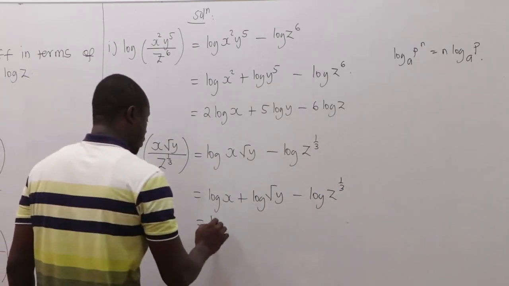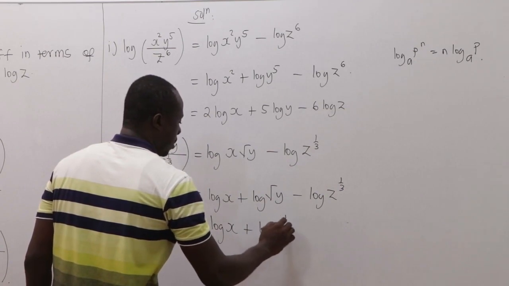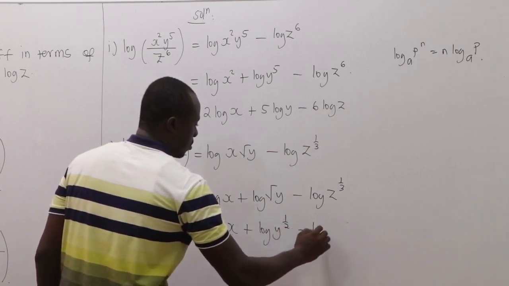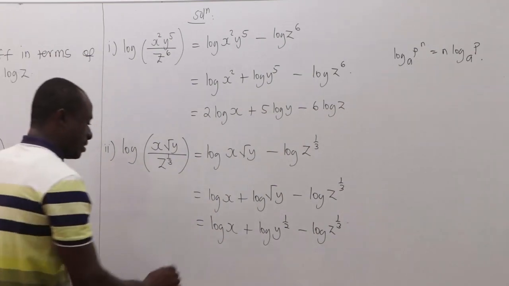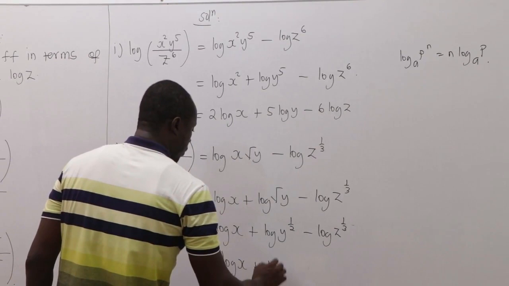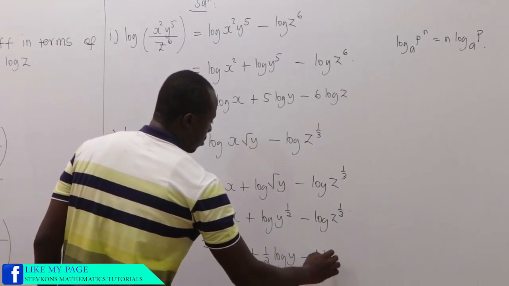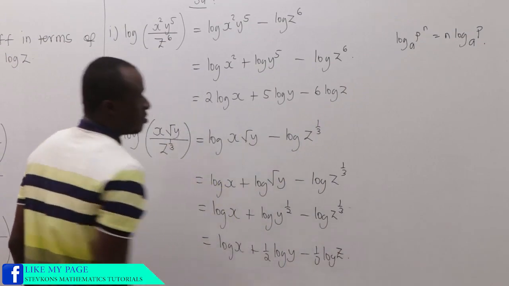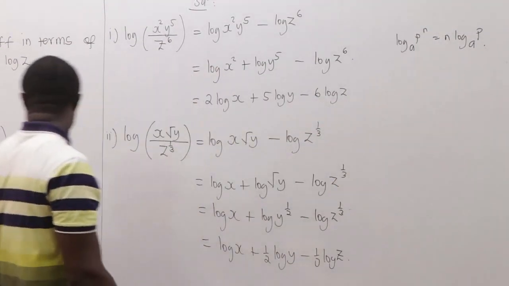So this is the same as we have log x plus log y to the power 1 over 2 minus log z to the power 1 over 3. Now applying the third law, this is the same as log x plus 1 over 2 log y minus 1 over 3 log z. That is applying the third law. The n will come down here.